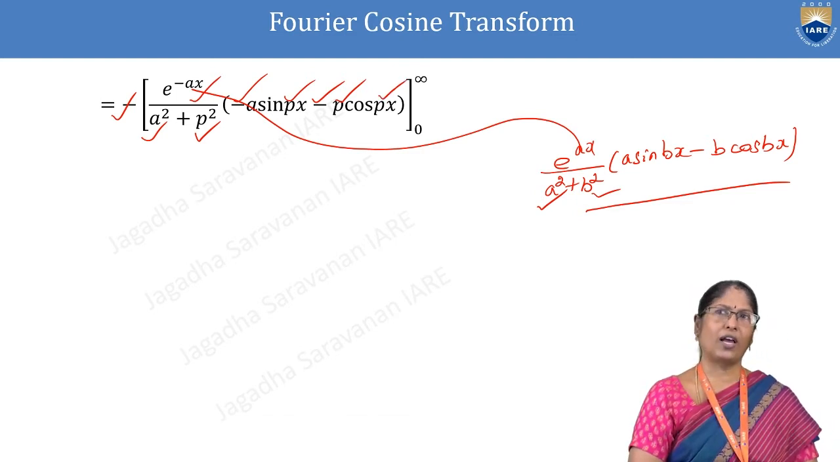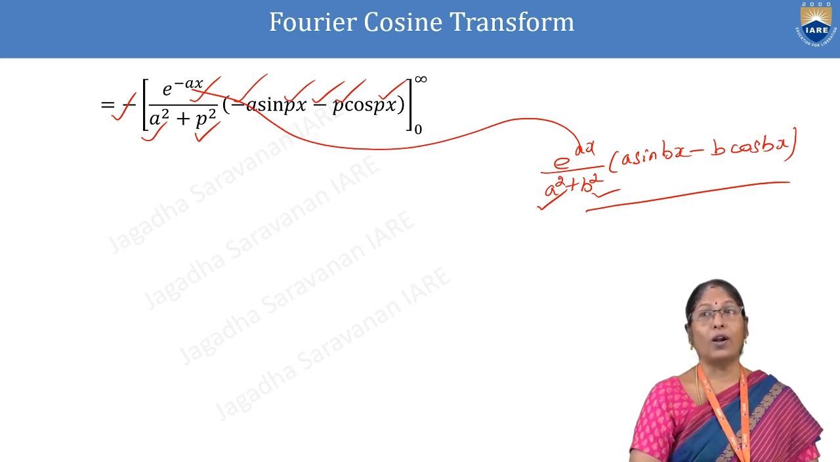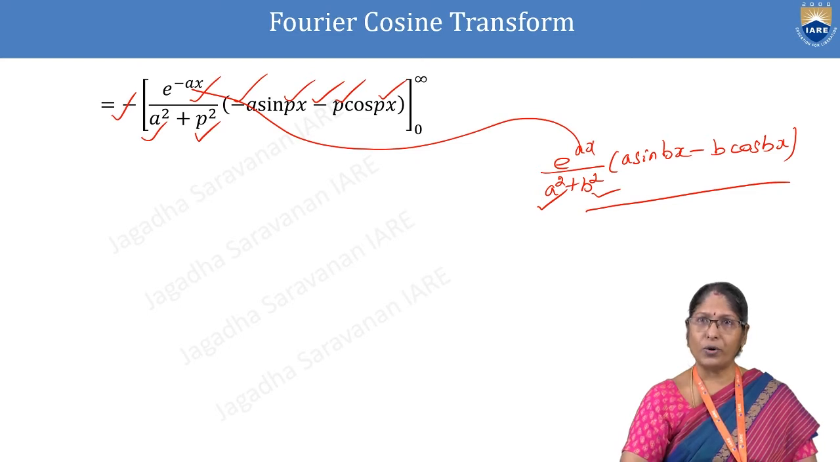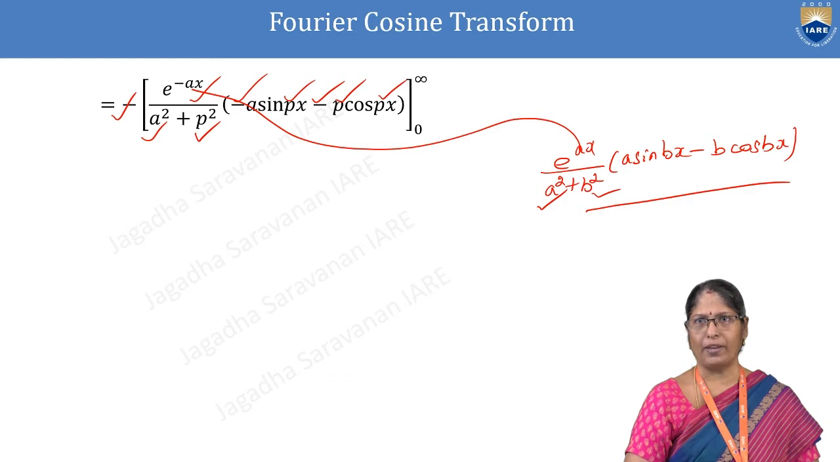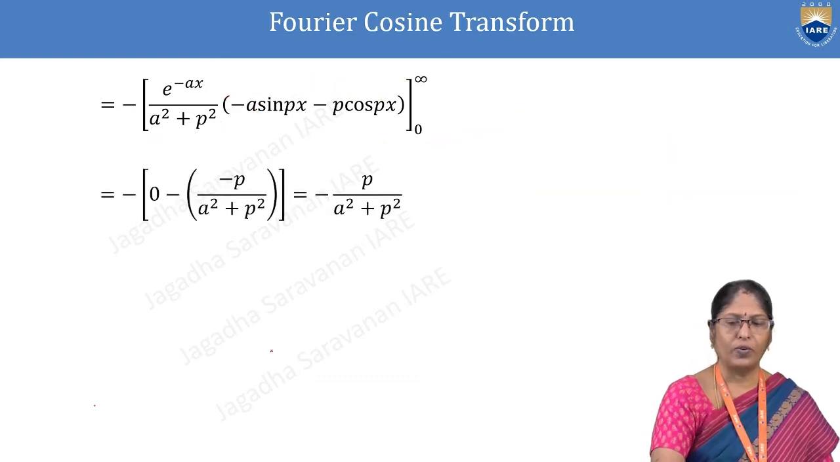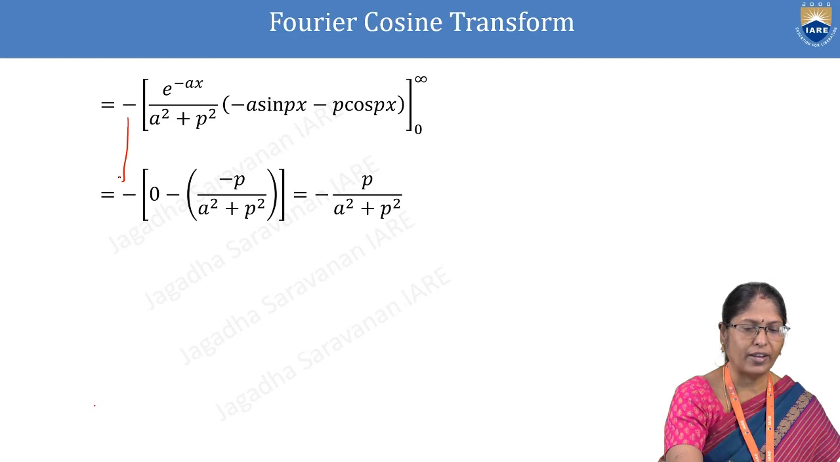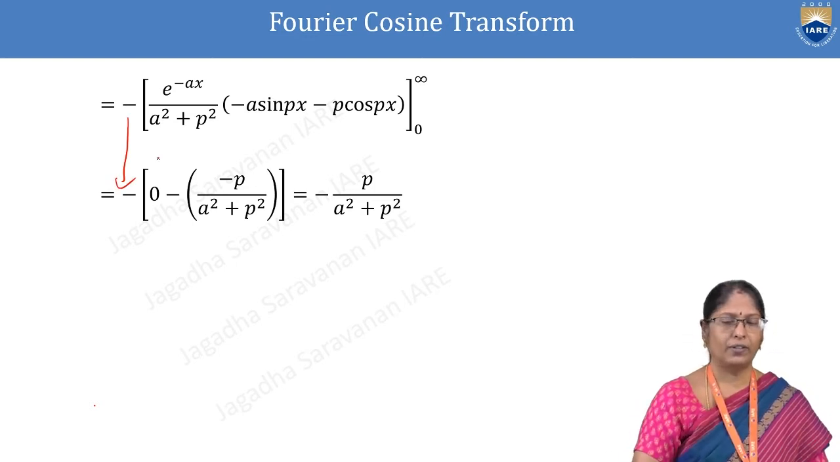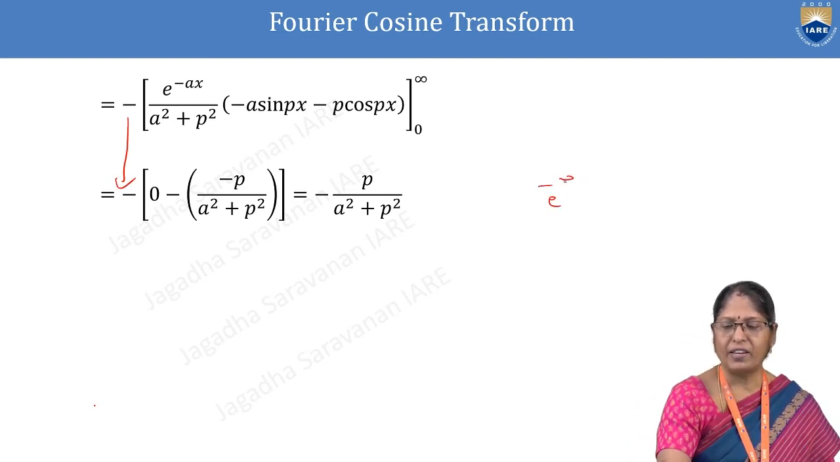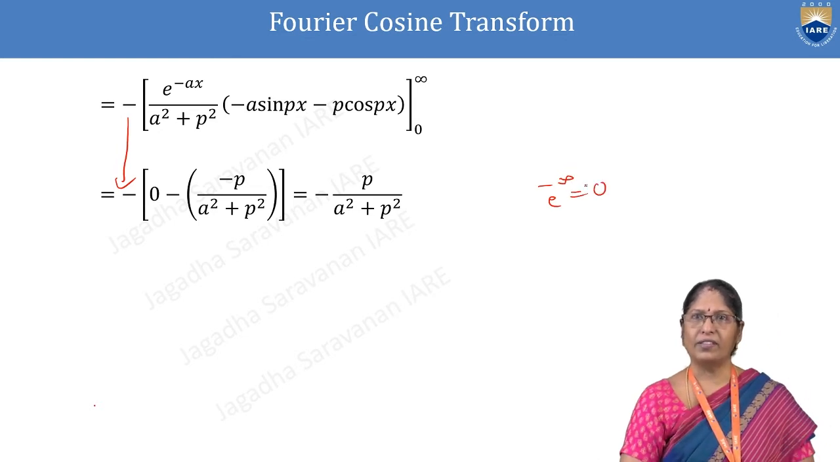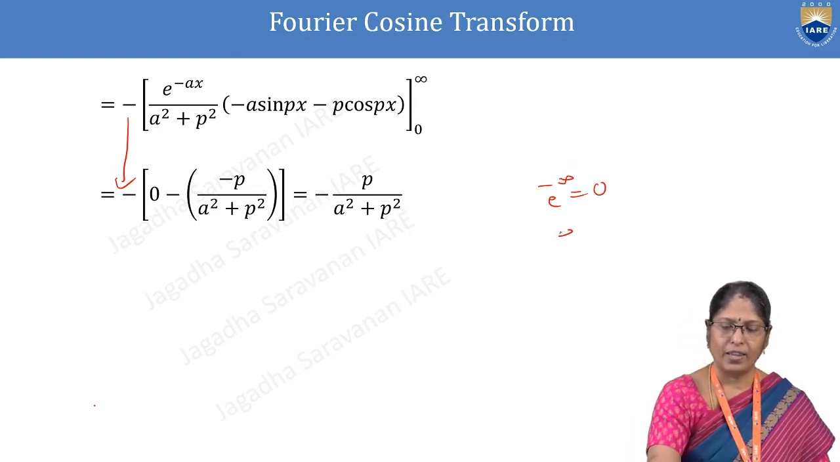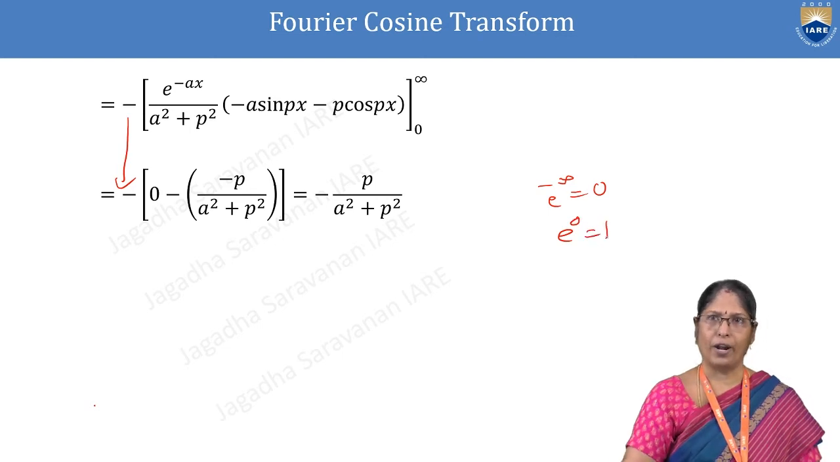The two things we have to keep in mind: what is a and what is b. What role are they playing in our integration problem? That we have to notice first, and then easily we can apply it. So we applied it. This minus sign is kept as it is. e power minus infinity is nothing but 0, we know it. e power 0, the value is 1.